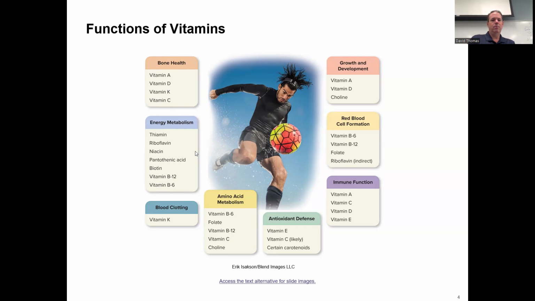Again, all of these listed here for energy and metabolism are in the B vitamin category, right? Blood clotting requires vitamin K. It's one of the clotting factors. In addition to a lot of the proteins, you actually have vitamin K as well. Amino acid metabolism, again, you've got all these B vitamins listed here. Antioxidants, we're going to talk about that word today. Growth and development, red blood cell formation. So these vitamins help in the process of making red blood cells. And then our immune system requires certain vitamins as well.